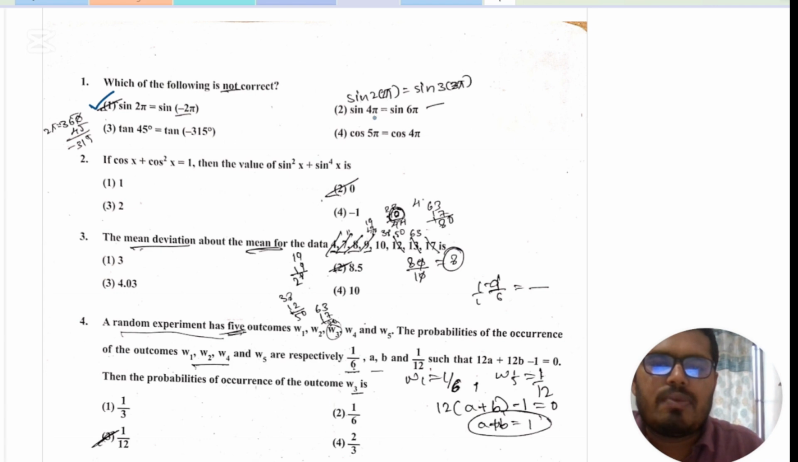And sin 4 pi and sin 6 pi. These are also 0: sin 4 pi is 0 and sin 6 pi is 0. Therefore, it is also correct.